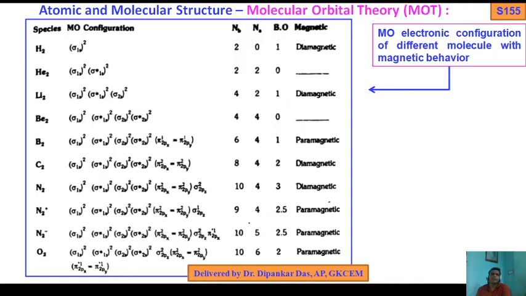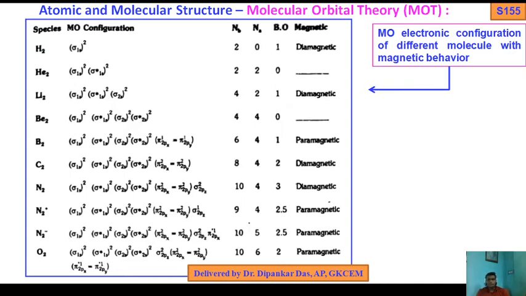So good morning. Today I am going to discuss molecular orbital theory. This is the last video lecture. In the last video lecture I discussed the MO diagrams of B2, C2, N2 and also O2, F2 and Ne2, and their electronic configurations and bond order determinations. I have also discussed the bond dissociation energy, bond length, etc.